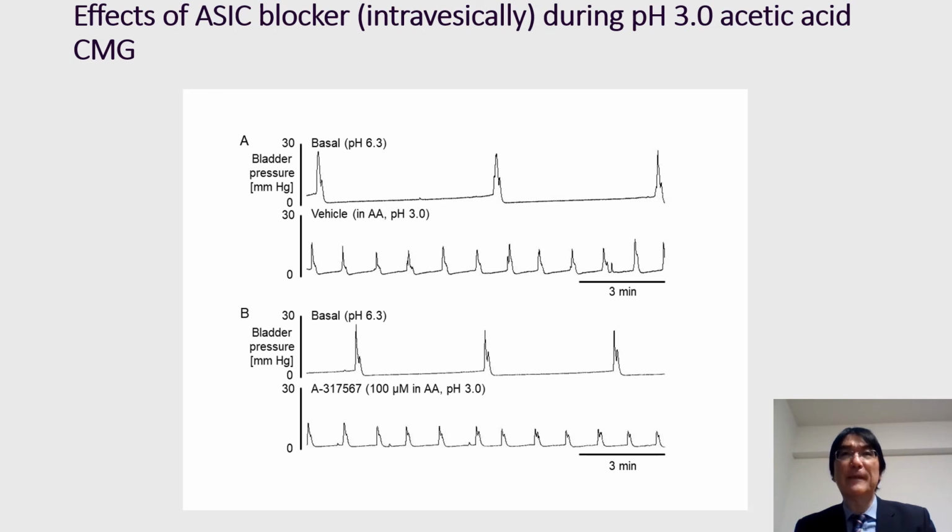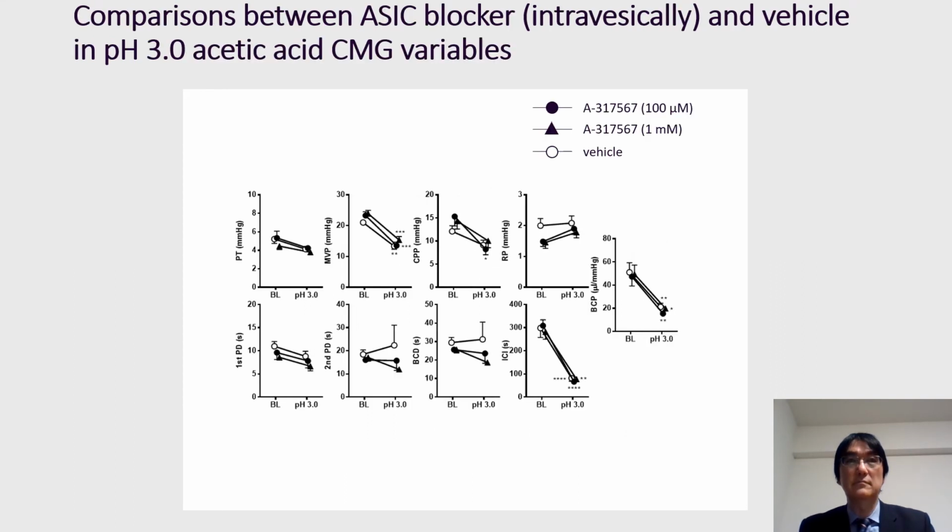The slide shows a representative picture of the effect of intravesical perfusion of the ASIC blocker or vehicle during acetic acid infusion CMG. As shown in this slide, the ASIC blocker produced no effect on the acetic acid-induced bladder hyperreflexia. No differences are found between ASIC blocker and the vehicle in CMG variables measured.